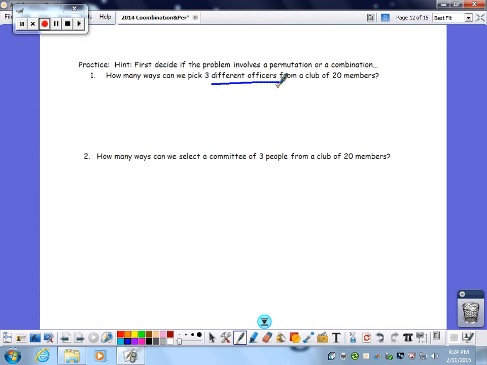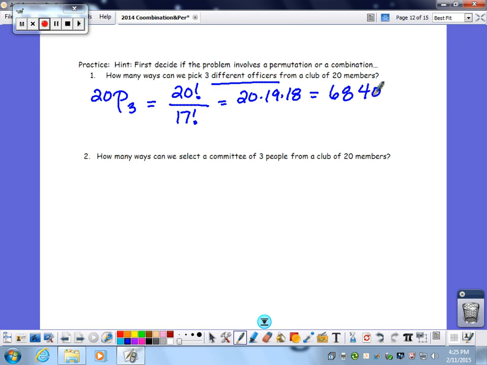All right, so let's do the math here. This is going to be 20 pick 3. So it's 20 factorial over the difference, which is 17 factorial. All right, do that math. So that means what? 17 down is going to divide out. So it leaves you with 20, 19, 18. Multiply that together and you're going to get 6,840.